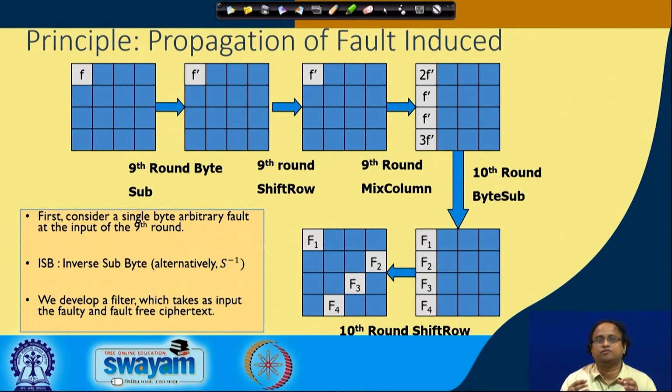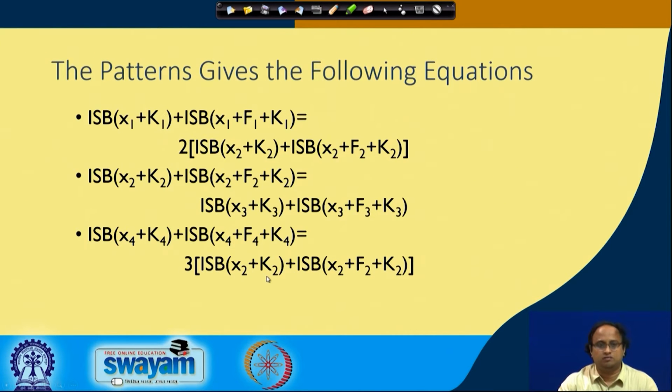Now the question is, with f1, f2, f3, f4, how do you get the 10th round key? You can imagine that what we will try to do is work backward. Suppose your correct ciphertext is x1 and your faulty ciphertext is x1 plus f1, remember that the differential is f1. We will make a guess for the corresponding key. The key in one case is k1 and in the other case is also k1, because you are operating on the same key in both the correct ciphertext and the faulty ciphertext.